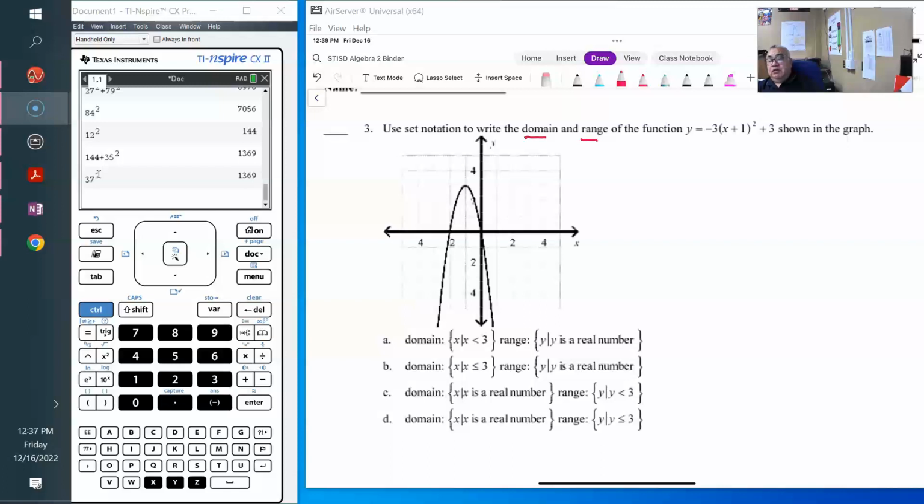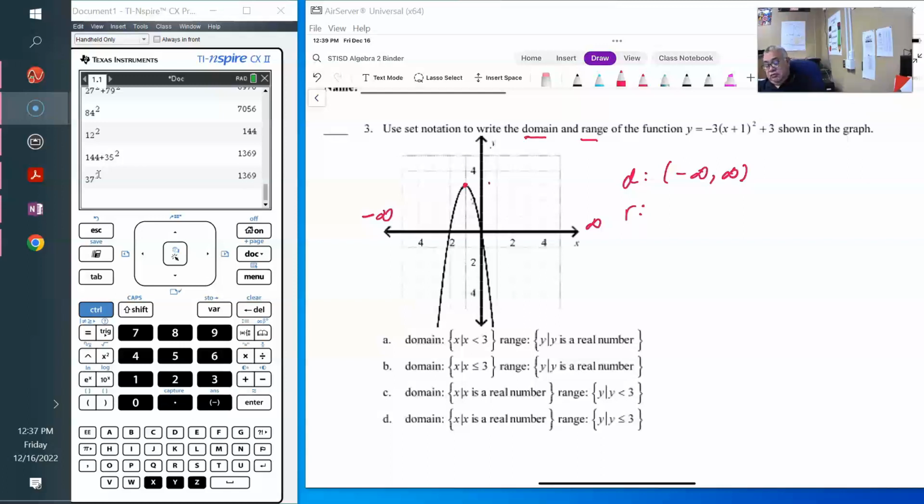Write the domain and the range of the function -3(x + 1)² + 3. This is a parabola, and you know that this is opening downwards, and we know that domain starts way to the left, which is negative infinity, and it goes to positive infinity. So domain is negative infinity to positive infinity.